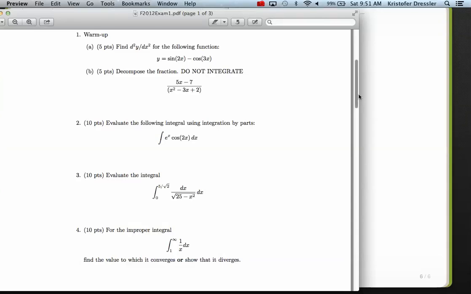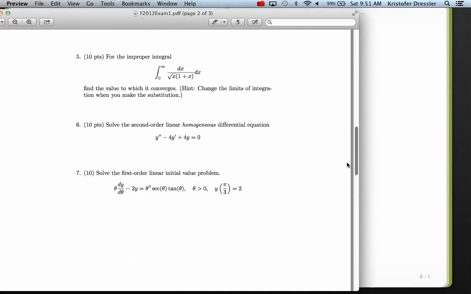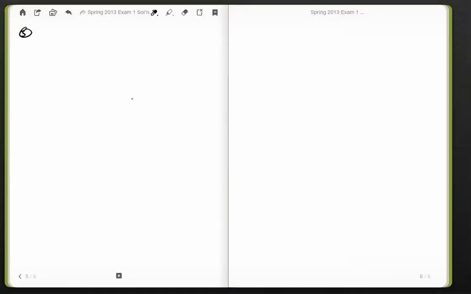Number 5. And number 5 was dx over root x times 1 plus x. I did it again. What's up with this? Huh. I gotta be careful. It says, oh, it says find the value to which it converges. All right, so this must converge, and it changes the limits of integration when you make the substitution. So we're supposed to make some sort of substitution, and I should change the limits when I do that. Well, let's see how this shakes out.